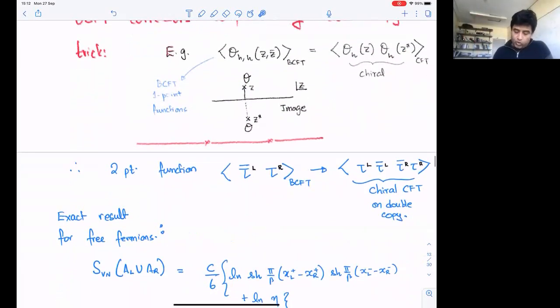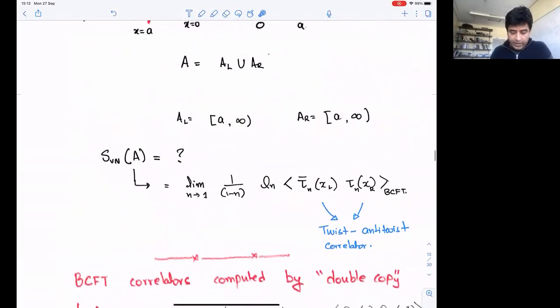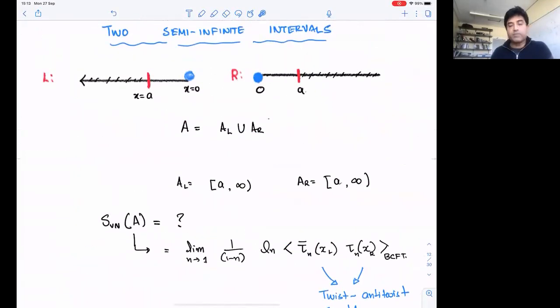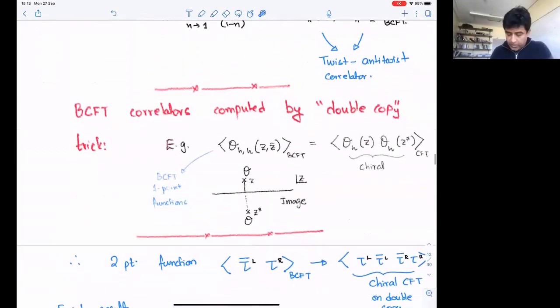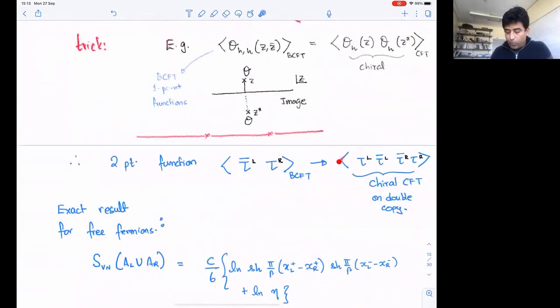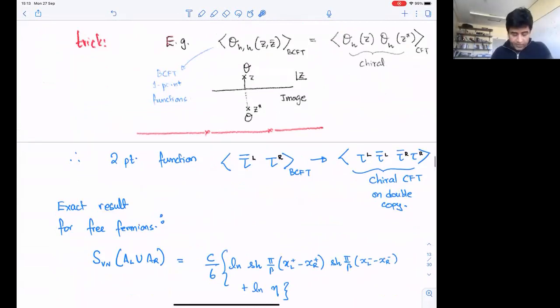So if you're interested in the two-point function of a twist and an anti-twist operator in BCFT, where both the left and the right CFTs are BCFTs because they have boundaries, this reduces to a four-point function in a chiral CFT in the double copy. And a four-point function can be computed, but there's no universal result for four-point functions in CFTs. So for example, you can pick your favorite CFT.